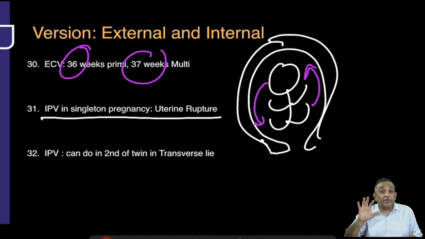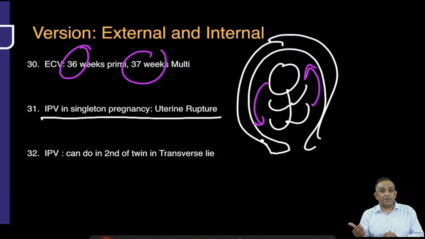That uterus will be relaxed only when one baby is delivered and the second baby is in transverse lie. Between two labors, the uterus is relaxed. This question is asked in many forums and most of you confuse yourself with the answer. Why can you do IPV for the second of twins in transverse lie? Because when one baby delivers, the second baby will take some time to come out, and in this time the uterus is relaxed.